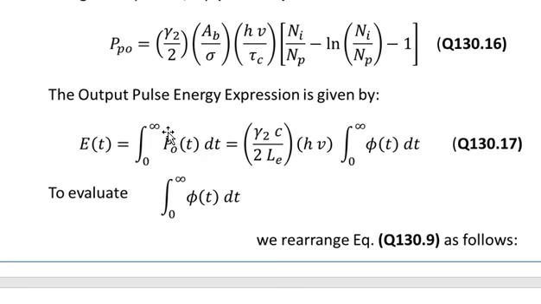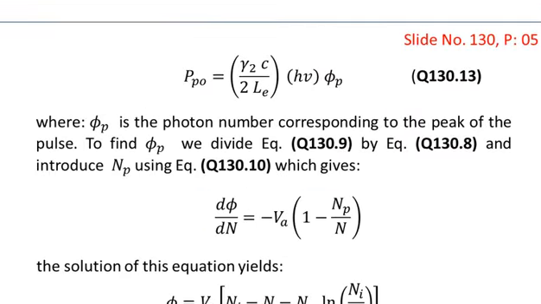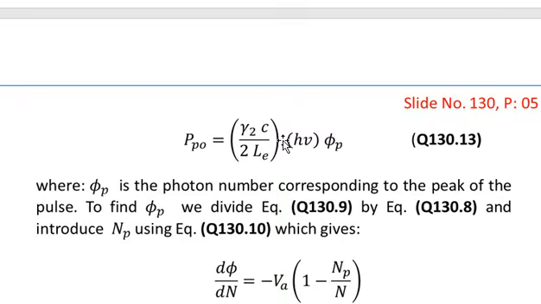Now you see that we are talking about the output power as a function of time. This was the expression for the peak value of the output power. Now we don't want the peak value, we want the expression of the output power as a function of time. And this is what we can obtain from this equation. So you can replace the left hand side by just P out. That is, P out as a function of time can only be obtained when you replace this phi p by the function phi as a function of time.